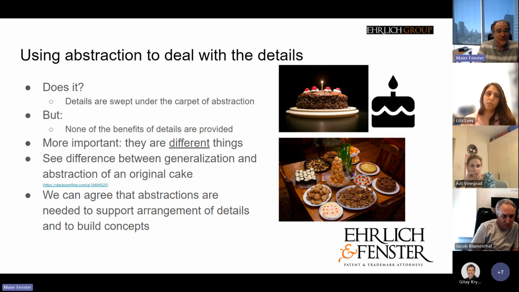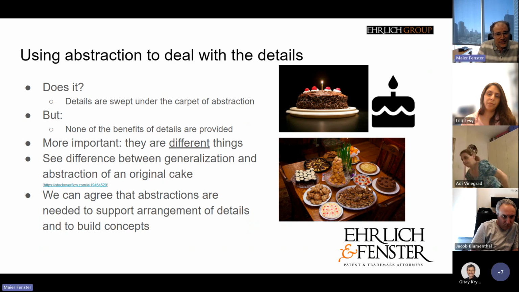We're patent attorneys. We use abstraction, and abstraction is supposed to help us with the details, but it doesn't. Why not? Because none of the benefits that you get from having details are provided by abstraction.